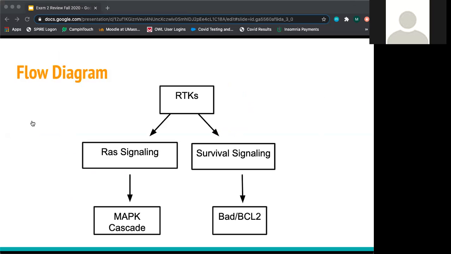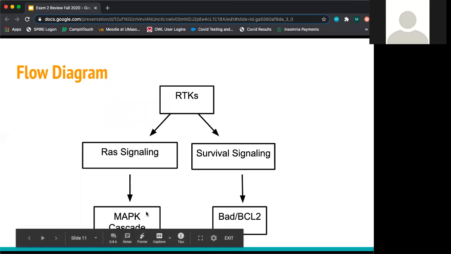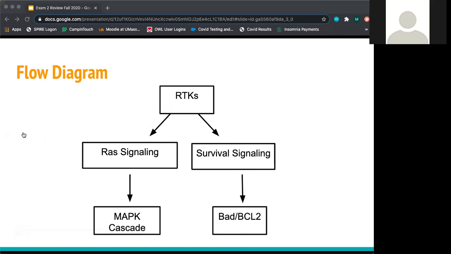Okay, so once you have your RTKs, this is just kind of a flow diagram to picture what happens after that initial step of the signal molecule binding and the cross phosphorylation. So you have your RTKs, then it can either go into RAS signaling or survival signaling. From then on, it's going to be your MAPK cascade or your BAD BCL2 scenarios.